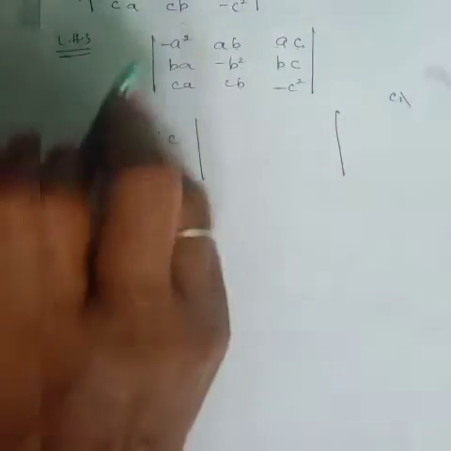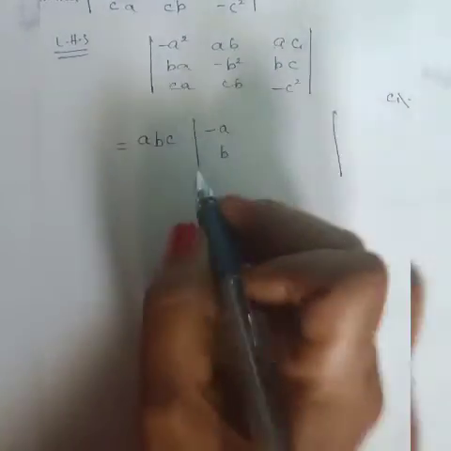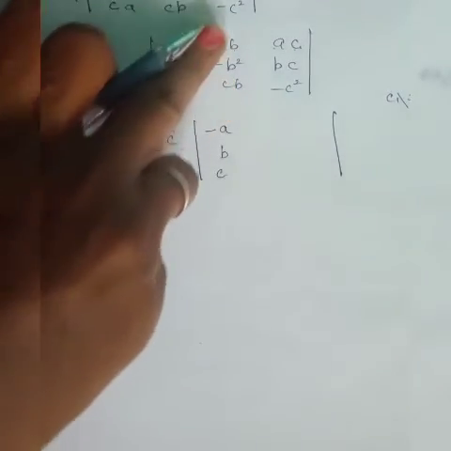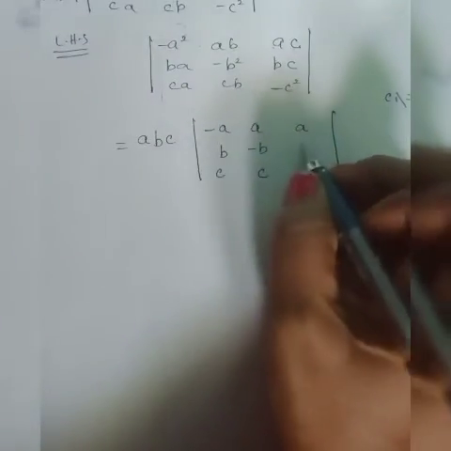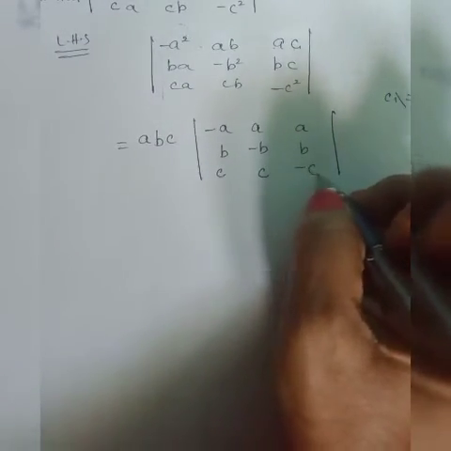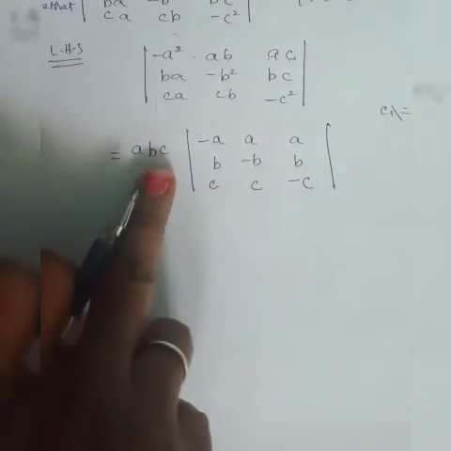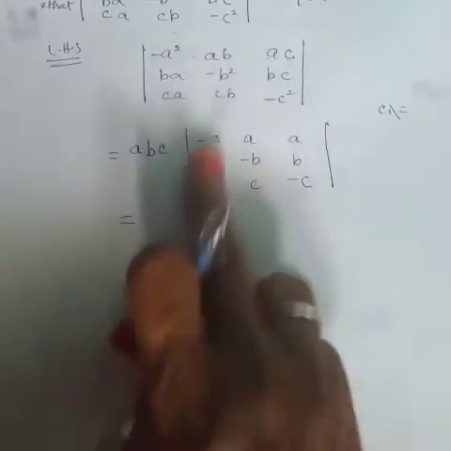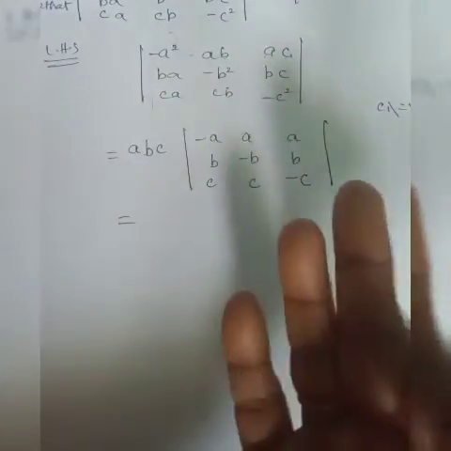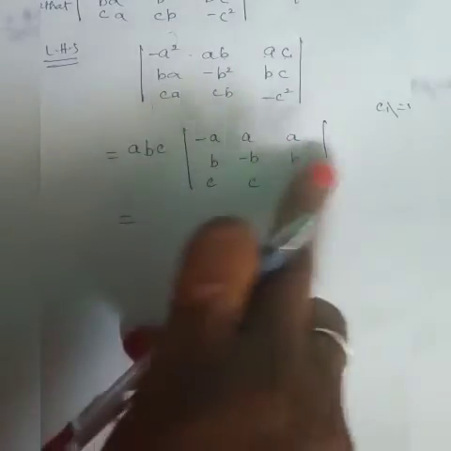Write the remaining terms. If I take a outside, I get minus a, b, c. If I take b from the entire column 2, I get a, minus b, c. If I take c from column 3, I get a, b, minus c. So our aim is to prove 4a square b square c square. Already we got a, b, c, so the remaining 2 and a, b, c we should collect.